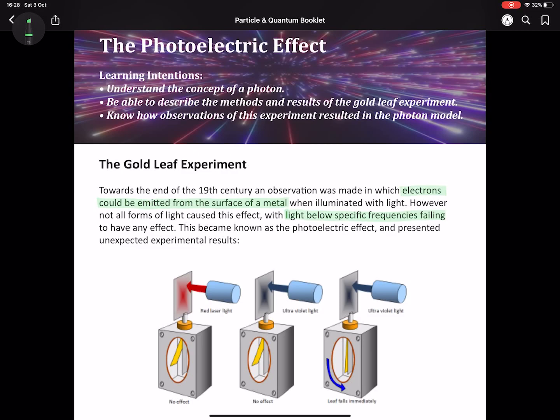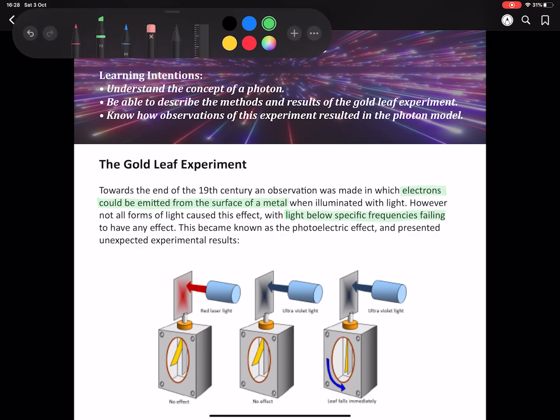However, at a certain frequency, in the ultraviolet range, it was observed that electrons left, and this was seen by the fact that the gold leaf would drop down, and that's because it's no longer being repelled.